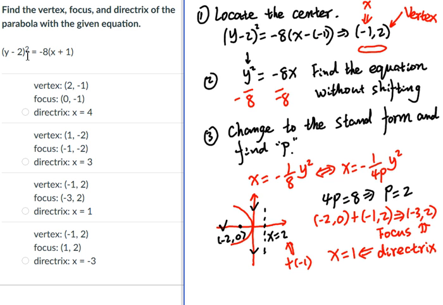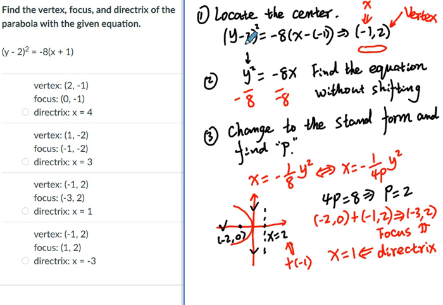We have y minus 2, that's fine. We have a squared here, and then equals negative 8 times x plus 1. You want to change it to x minus negative 1. Then through this form, you can immediately locate x for the center, or the vertex, will be negative 1. That's our x, because here it is x minus negative 1. So x is this value.